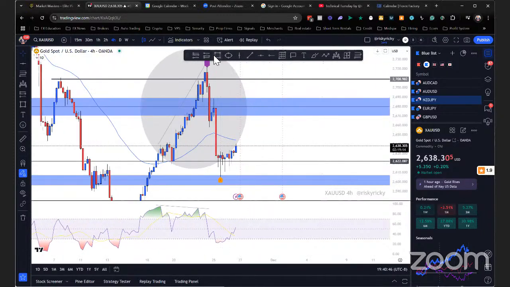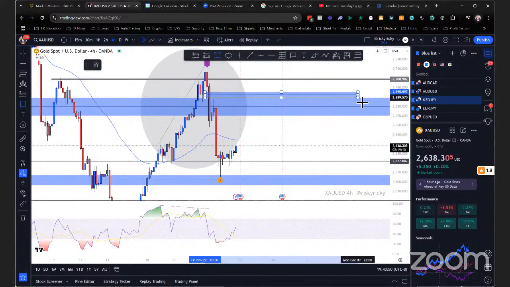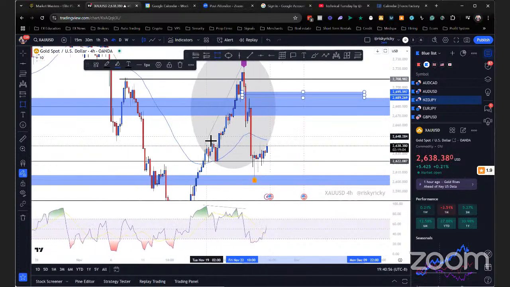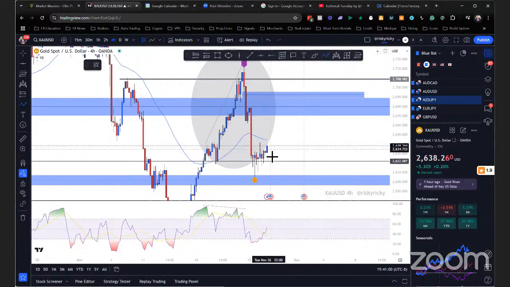And usually, as far as these gaps go, these gaps right here, they should get filled for the most part. So we should be seeing price push up into these areas. So let's go more down and see if there's a setup to be buying this.